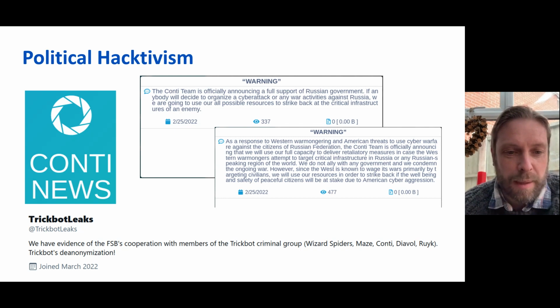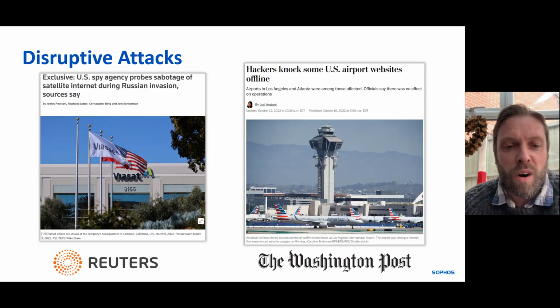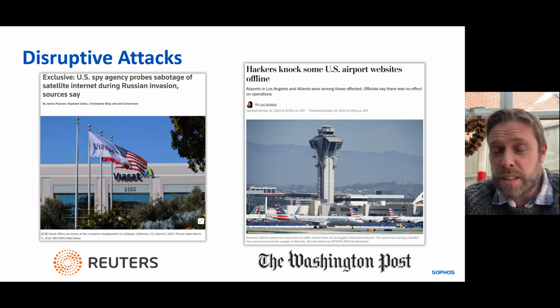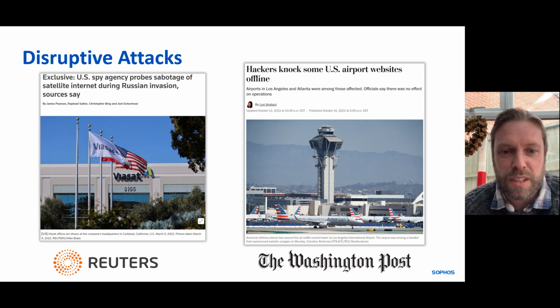And this is where the game starts to change, because all of a sudden we're starting to see disruptive attacks for political purposes, or maybe even advancing military purposes as well. So we saw an attack against a US satellite provider that was providing comms to Eastern Europe, as an example. We've also seen disruptive attacks against US airports.